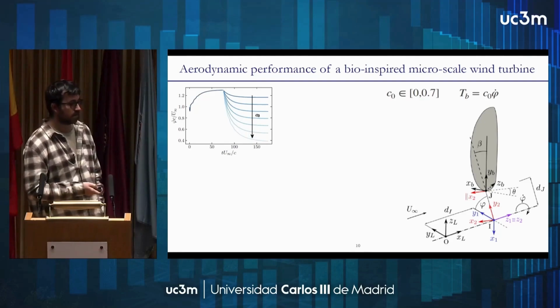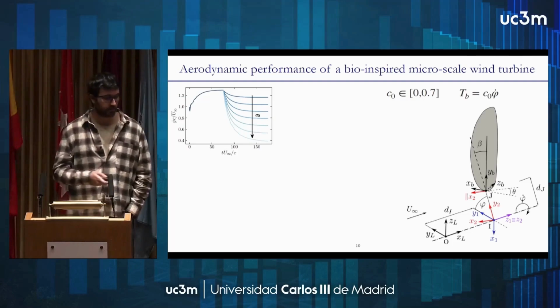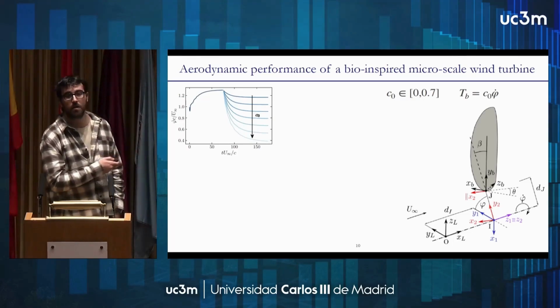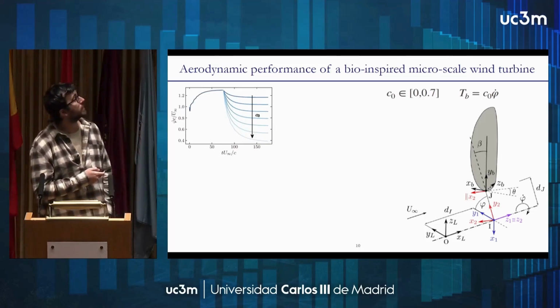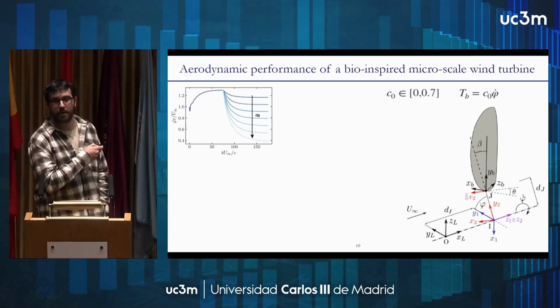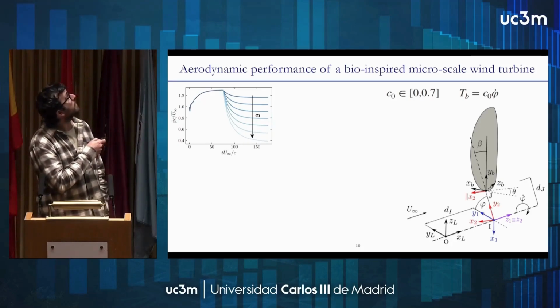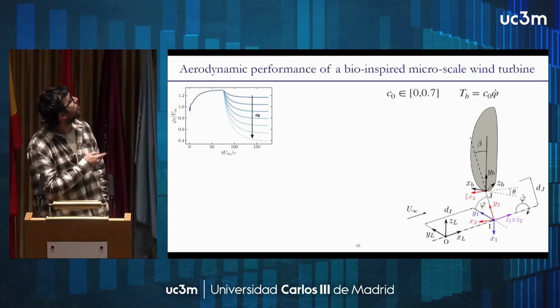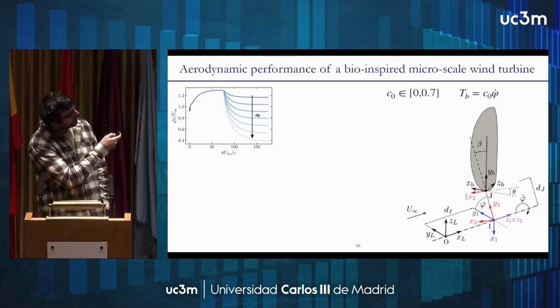Okay, thank you. Then, as we increase this braking torque, which has the shape of a constant C0 times the angular speed, we see that we are decelerating the blade, of course. It decelerates down to a non-dimensional angular speed of 0.4 for a constant of 0.7, okay?